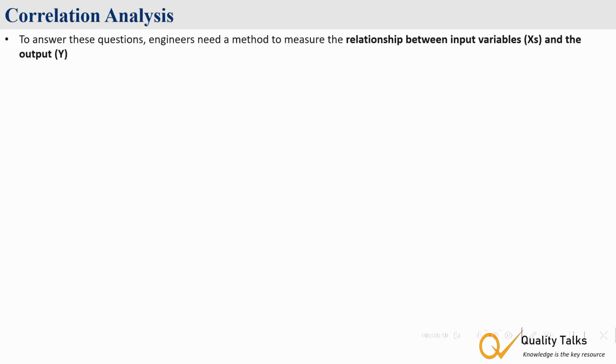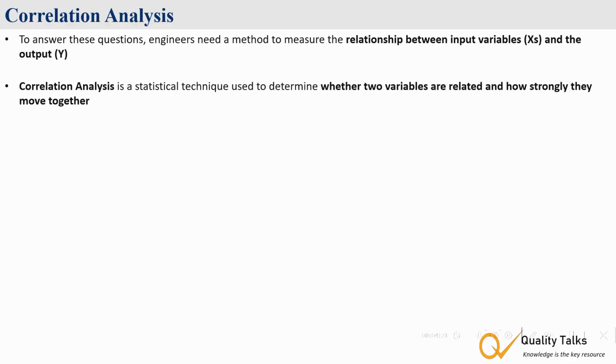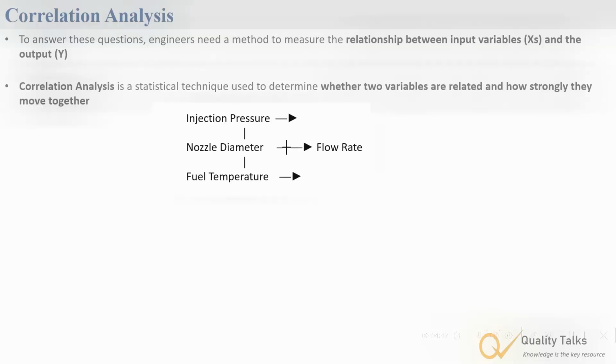To solve this problem, engineers need a method to measure the relationship between input variables and the output. Correlation analysis is a statistical technique used to determine whether two variables are related and how strongly they move together. For example, in our case study, we want to examine the relationship between injection pressure and flow rate, nozzle diameter and flow rate, fuel temperature and flow rate.